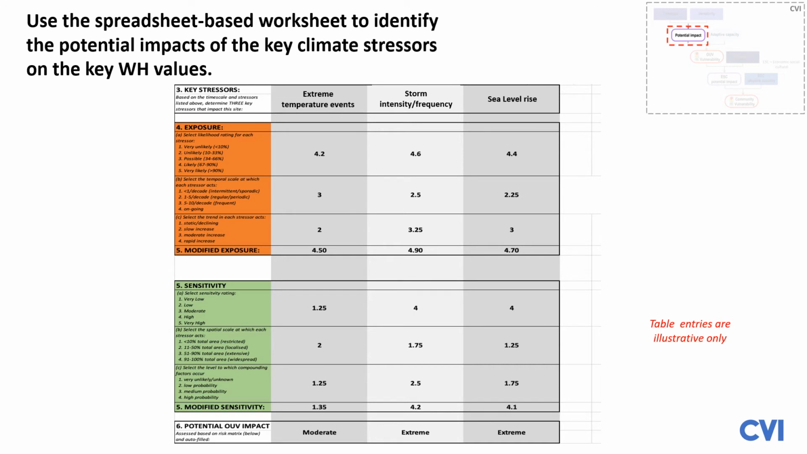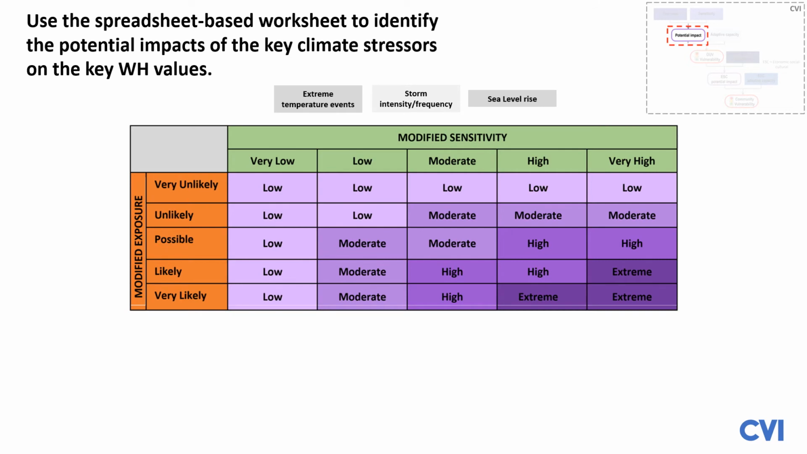Once we have these figures, they're put into a worksheet. Now again, I won't spend time on this now, we'll explain it more in our Zoom session, but the numbers allow us to come up with a modified exposure, a modified sensitivity, and then we get our overall potential OUV impact. And we do this again on a risk matrix. So for each of our 3 climate stresses, we consider the modified sensitivity versus the modified exposure, and we put it somewhere on this risk matrix. If it's very high and very likely, it's extreme. If it's, say, very low and very likely, it's low. So you can just see where it appears in terms of the potential impact.